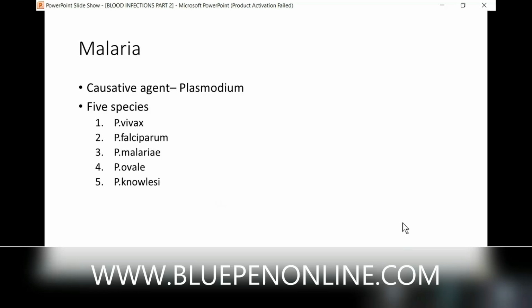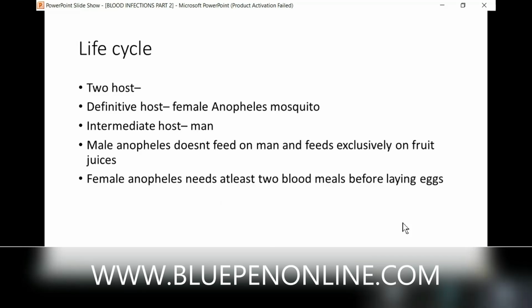The next is malaria. What's the causative agent? The causative agent for malaria is Plasmodium. It has 5 species: Plasmodium vivax, Plasmodium falciparum, Plasmodium malariae, Plasmodium ovale, and Plasmodium knowlesi. In this, the most severe form of malaria is caused by Plasmodium falciparum, which causes cerebral malaria or blackwater malaria.